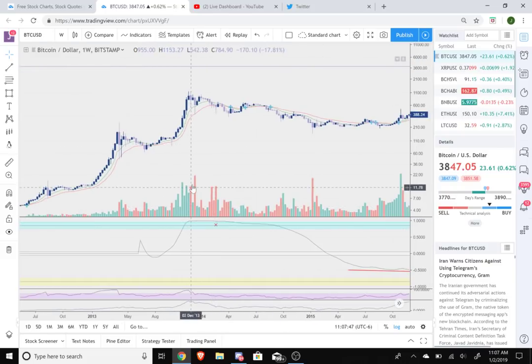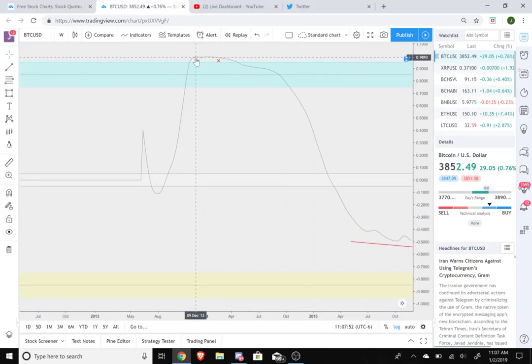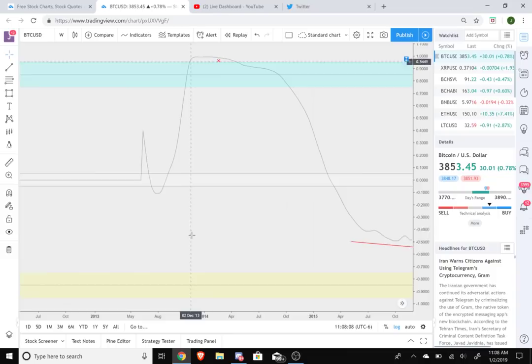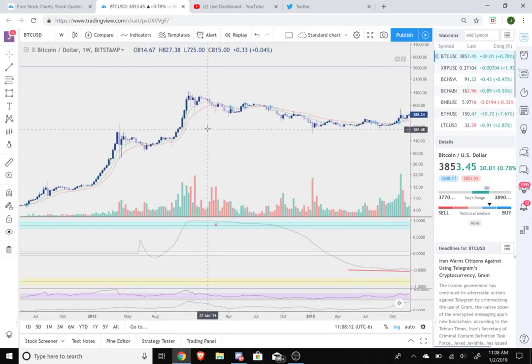Right here, we're going to look at where we pulled off. We hit the top here, and as soon as we peak from the top, we're going to think about selling, moving our stop losses tight, or taking some profit. And we did about right here on December 16th, which is right here when we started to dip off. So we could have taken some profit right there.